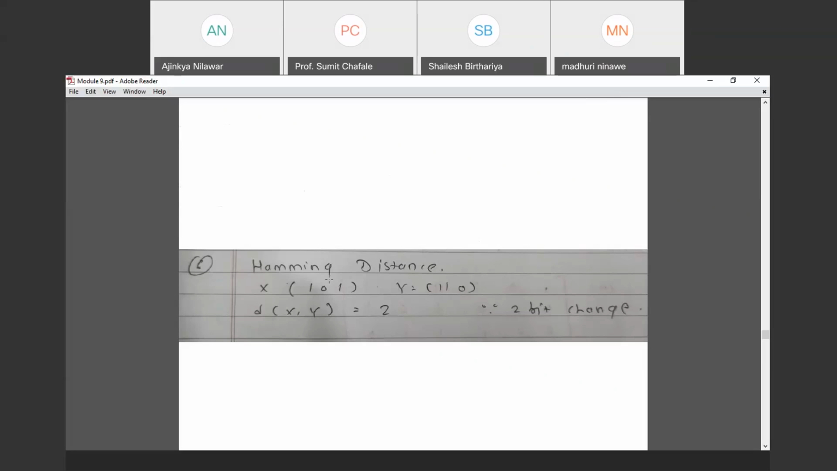Just I am giving you one example. Consider a system where we are having a number of images, right? And you want to see a particular image from that image database, right?